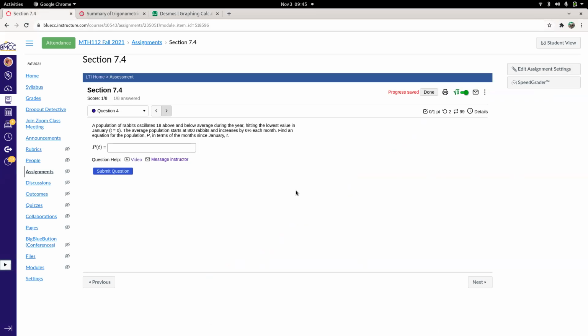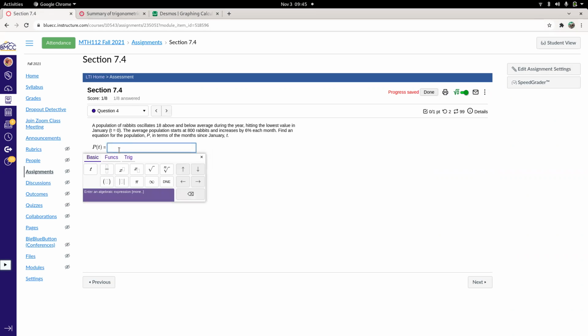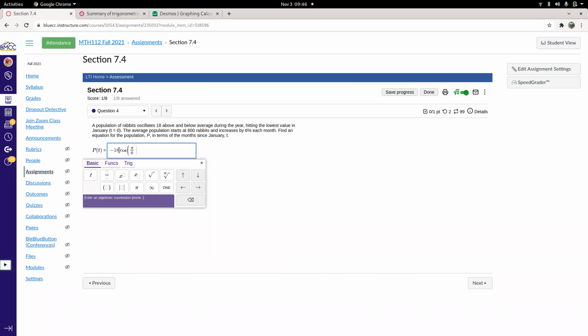So a big difference here is instead of oscillating around a midline, trig functions can oscillate around other things like an exponential function or anything else. So let's type it in, see how we did. 18 times the cosine of pi over 6 x, nope, they want a t. Thank you for the warning. And then plus our new midline, 800 times the exponential, 1.06 raised to the power x, no t. Thank you for the warning.